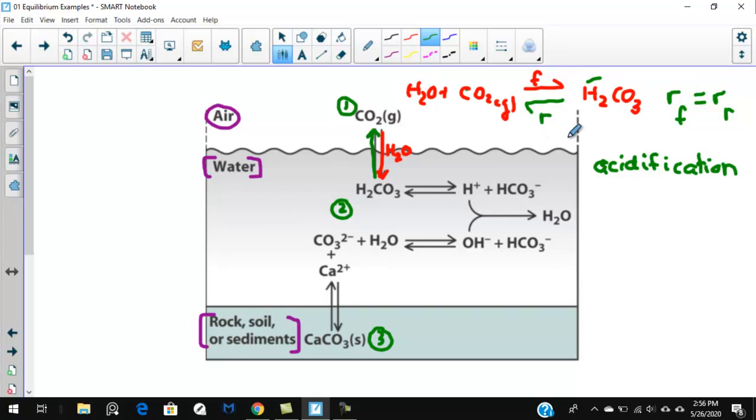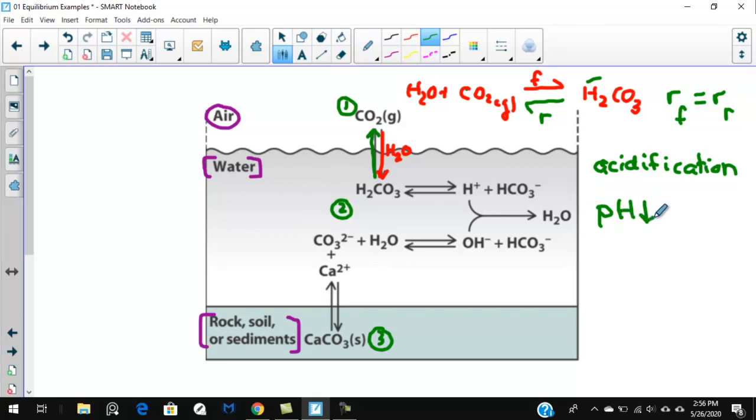Eventually it will come to a balance again, but that balance will be at a much lower pH. There'll be much more H2CO3 dissolved in the water before the rate of the reverse reaction gets going fast enough to balance out the forward reaction. So what we see is acidification. We see the pH of the ocean going down, and that has all kinds of problems.